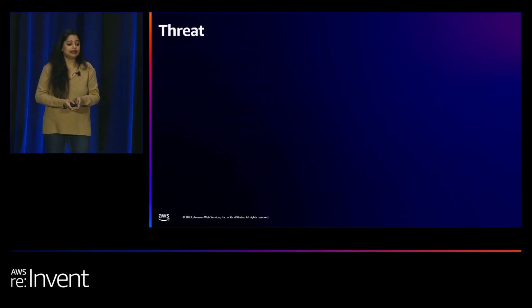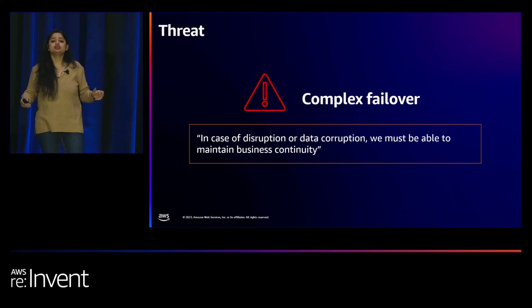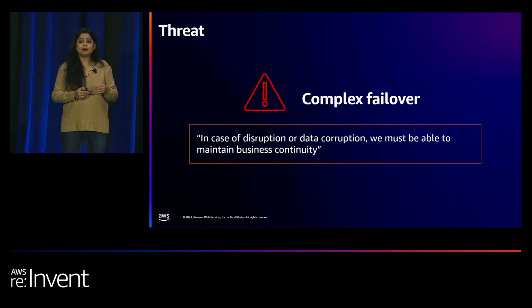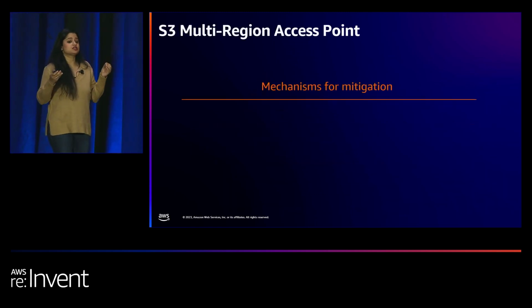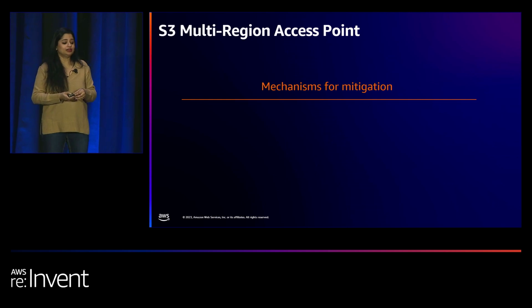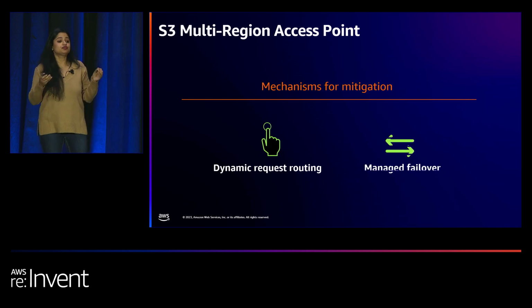With that, we now have a multi-region storage solution which is resilient to accidental and malicious changes and any threat of regional disruption. But we still need a managed failover mechanism to ensure business continuity in case we actually need to fail over to this secondary copy of our data. And this is where S3 multi-region access points become very useful with their dynamic request routing to the lowest latency bucket and managed failover controls.